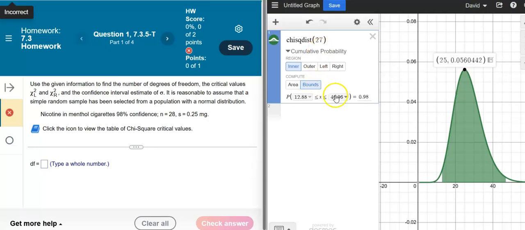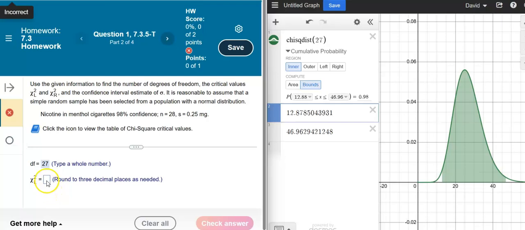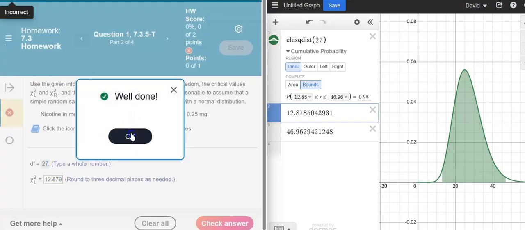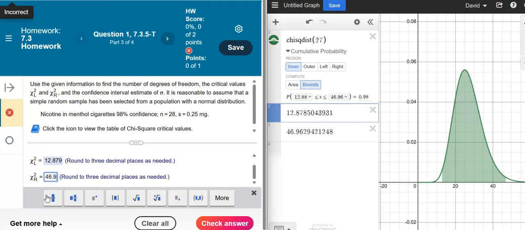All right, so 27 degrees of freedom, 98% confidence. This is my upper. I'll drop it down and then I'll click my lower. So there is not the confidence interval yet, but just the lower and upper critical values. It wants to know what are your lower and upper critical values, your left and right critical values. This is the left one, the lower of the two. To 3 places, this will be 12.879. And then my upper one to 3 places is going to be 46.963.